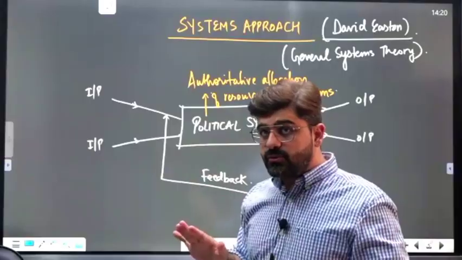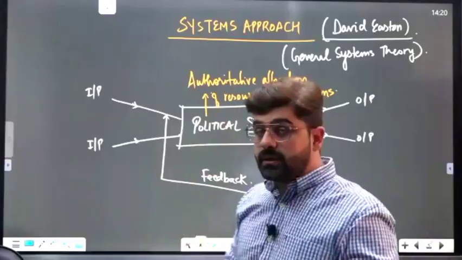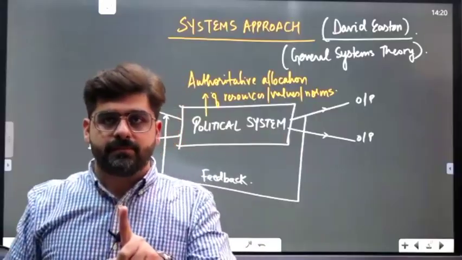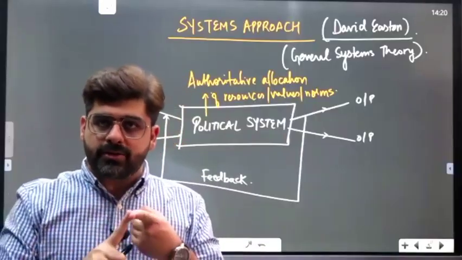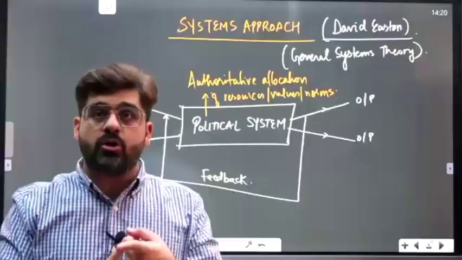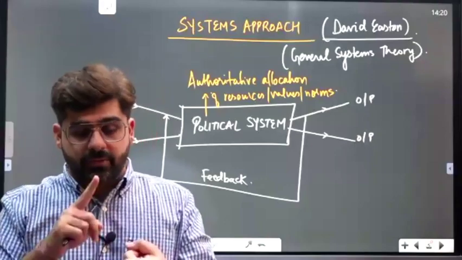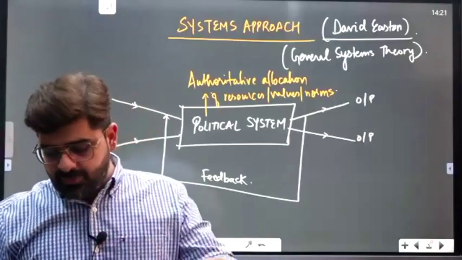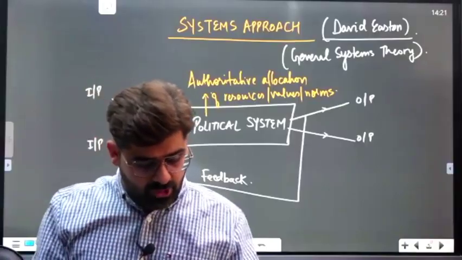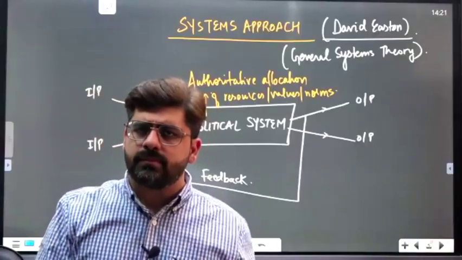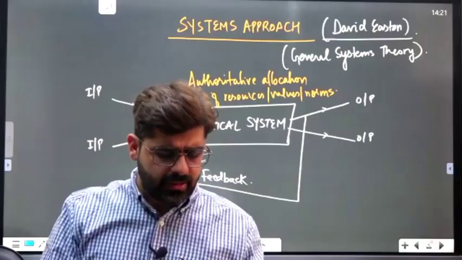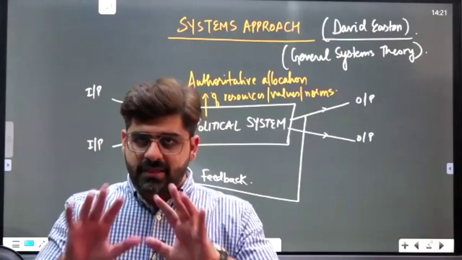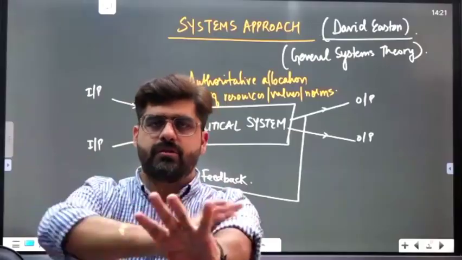So political system is doing what? It is authoritative allocation. Authoritative, why? It is binding on everyone. It is going to allocate resources. It is going to tell us which norms, which values are allowed. It is going to tell us which norms, which values are not allowed. For example, as per the constitution, which is something which is a result of, let's say, political system. Political system has decided that there will be a constitution.